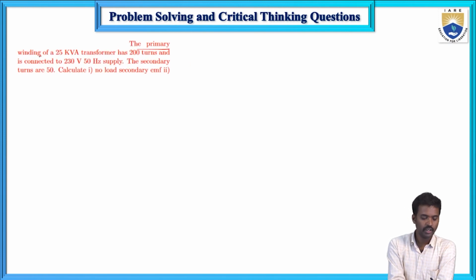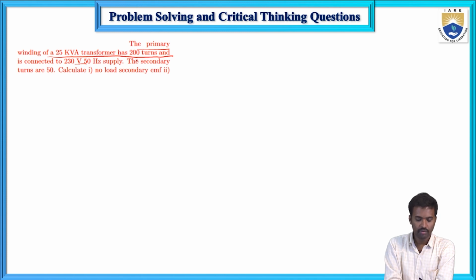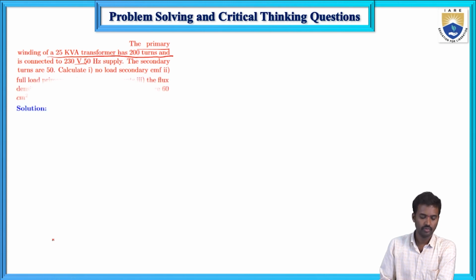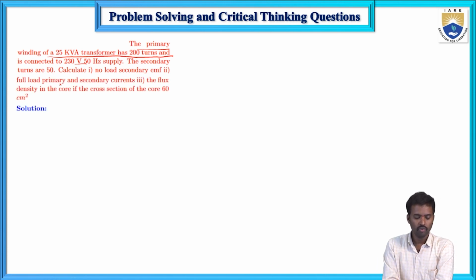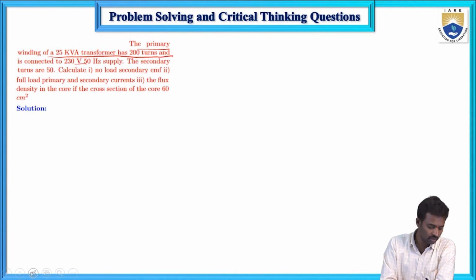The primary winding of a 25 kVA transformer has 200 turns and is connected to 230 volts, 50 Hz supply. The secondary winding has 50 turns. Calculate the no load secondary EMF, full load primary and secondary currents, and flux density in the core, if the cross section of the core is 60 square centimeters.